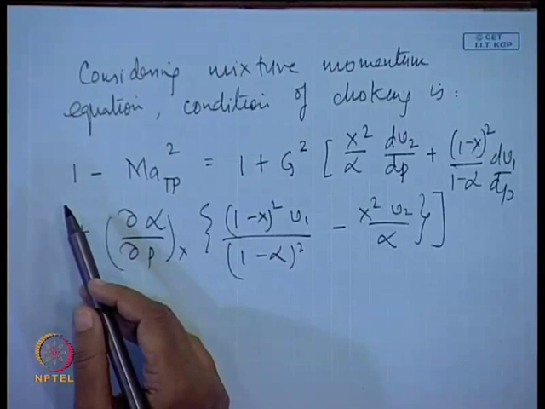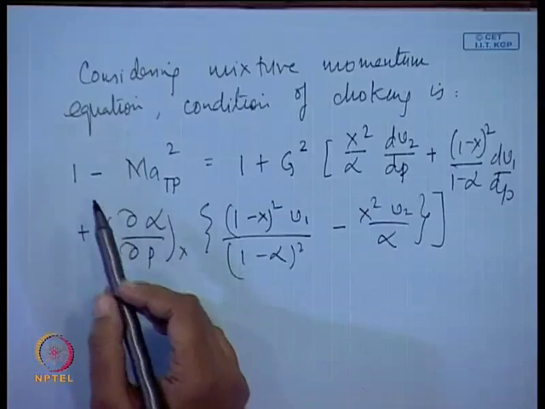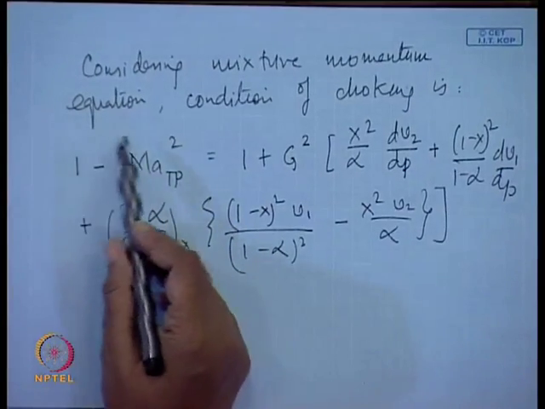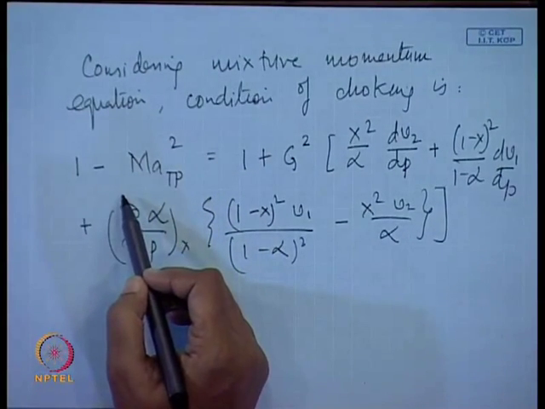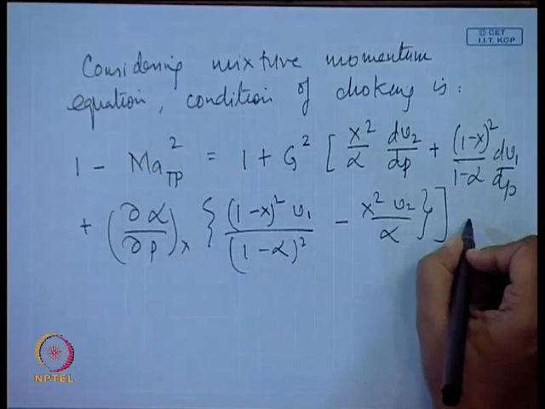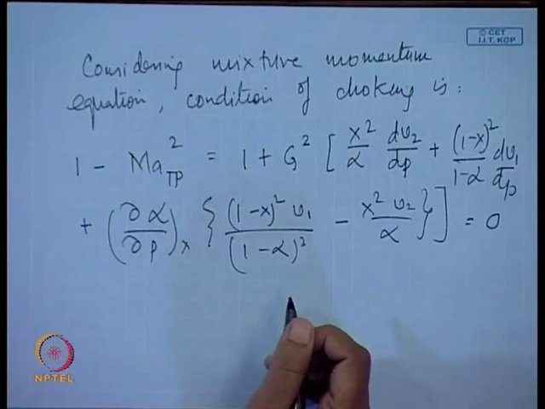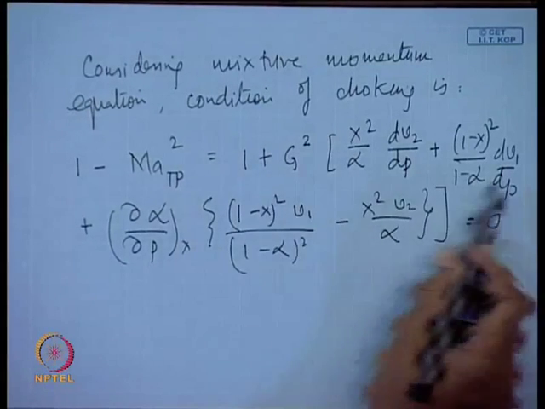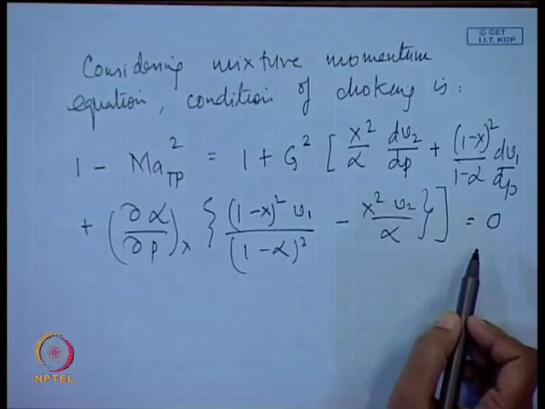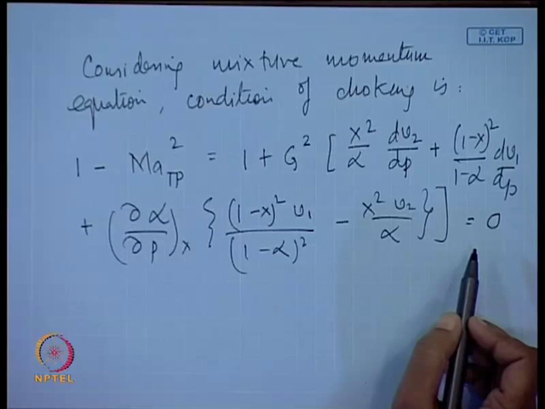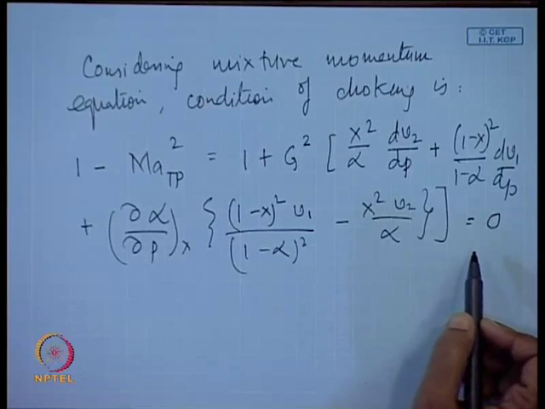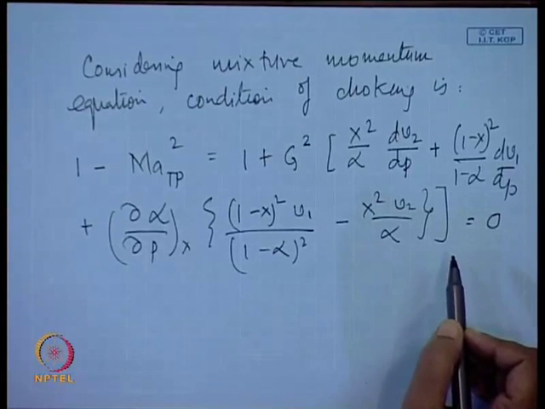That is what we had deduced for the single phase compressible flows, is not it? So, in this particular case also, it is expected that the left hand side, 1 minus Mach number squared, should be equal to 0. In other words, this whole expression should be equal to 0 in order to obtain the condition of choking. So, equating the denominator to 0, we should be in a position to obtain the Mach number from the two fluid model under the separated flow conditions.